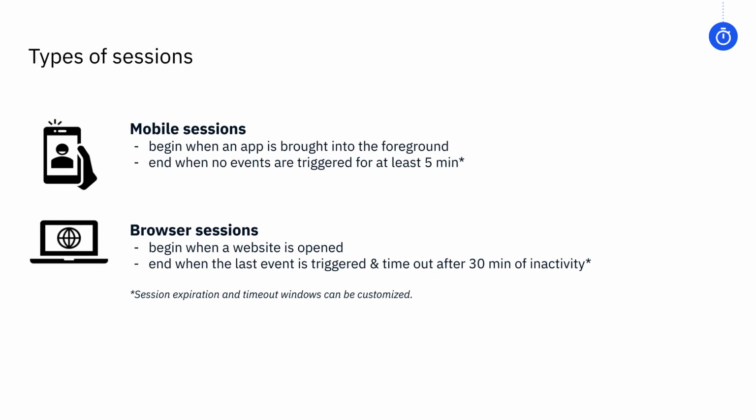By default, a mobile session begins when an app is brought into the foreground and ends when no events are triggered for at least 5 minutes. A browser session begins when a website is opened and ends when the last event is triggered, or when no events are triggered for at least 30 minutes. Since it's possible to customize both your session tracking and your timeout window, be sure you understand your organization's definition of a user session before starting your analyses.